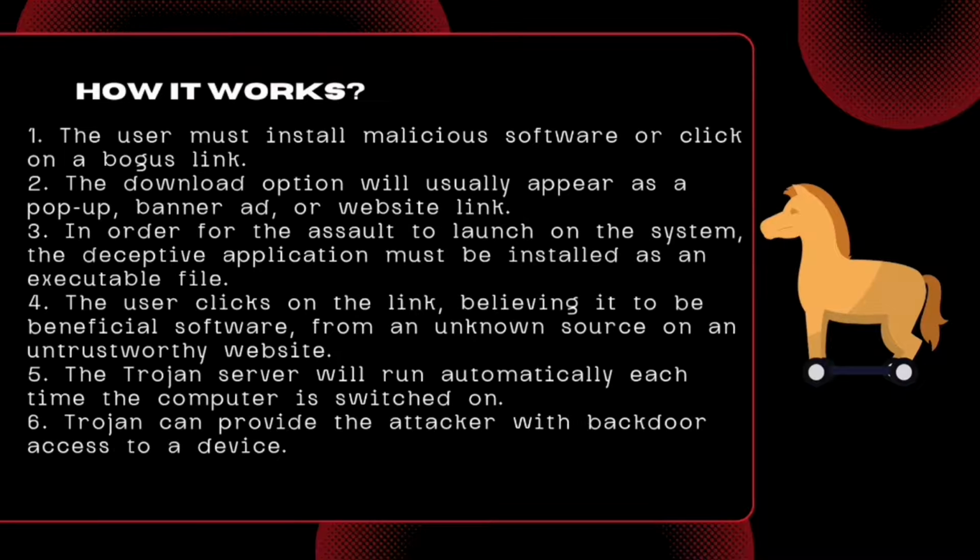So, how does the Trojan horse work? The first one is when the user must install malicious software or click on a bogus link. The download option will usually appear as a pop-up, banner ad or website link. In order for the assault to launch on the system, the deceptive application must be installed as an executable file. The user clicks on the link believing it to be beneficial software from an unknown source or an untrustworthy website.